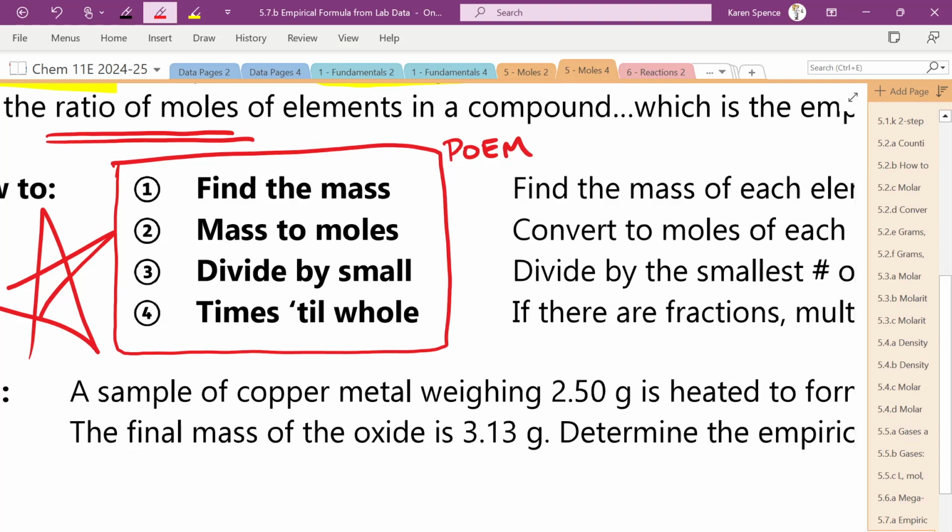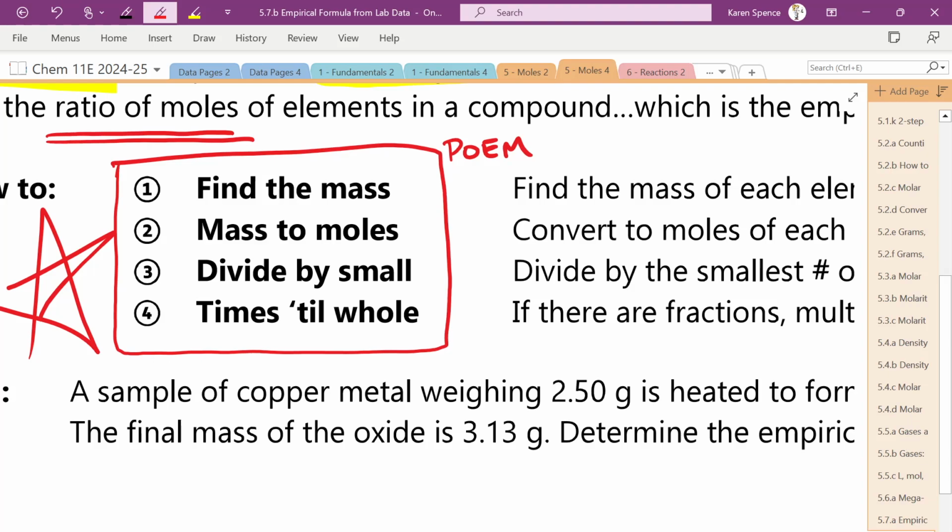So we're going to put a big star by this, and I'm going to make you say this poem a lot of times today, tomorrow, many, many times. So here's how it goes. Find the mass, mass to moles, divide by small, times till whole. So: find the mass, mass to moles, divide by small, times till whole.